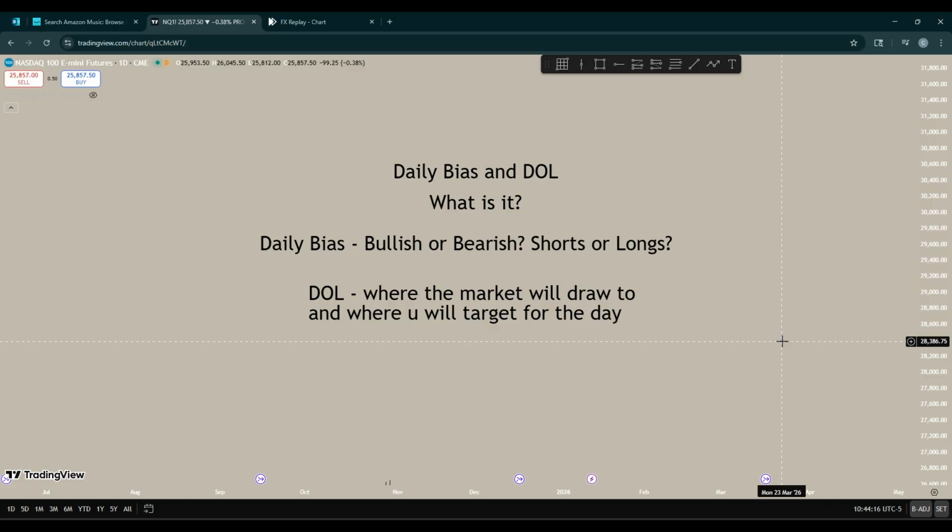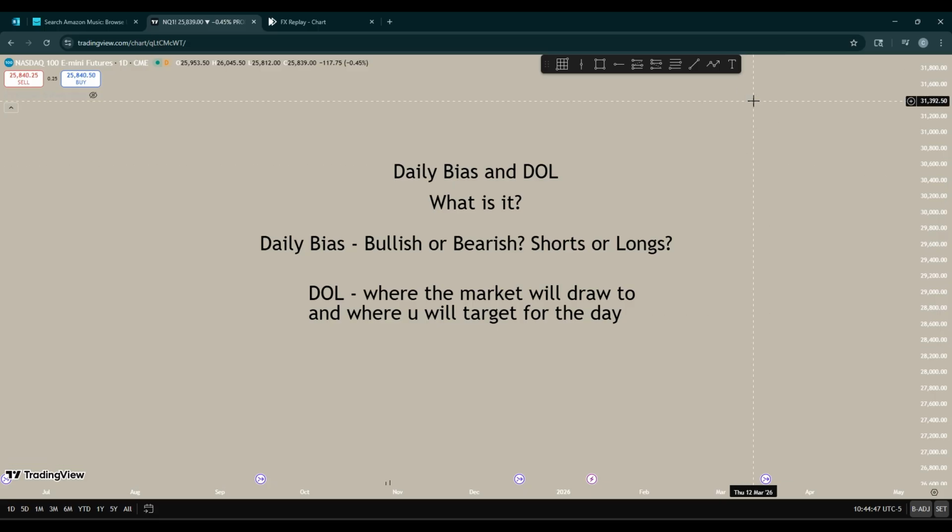Drawn liquidity is where the market will draw to and where you will target for the day. So this is going to be any liquidity pool where you think the market is going to go. If we're bullish, we're going to look for swing highs, unfilled fair value gaps on the higher time frame, equal highs, session highs, all that good stuff. And let's say we're bearish, we're going to look for lows to take out, session lows, unfilled gaps, and everything else I just mentioned for the bullish scenario.